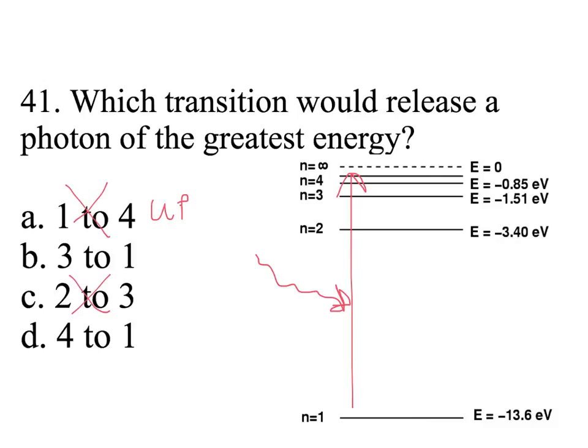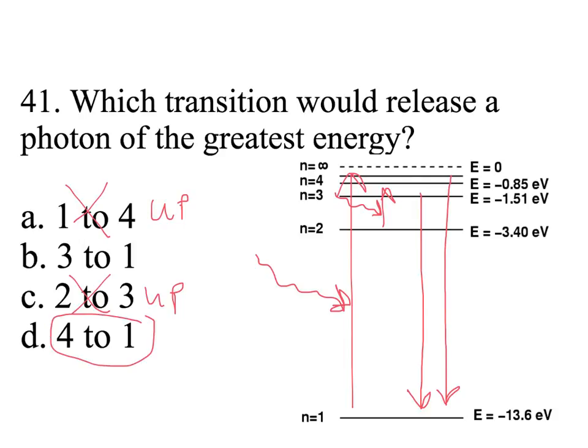Likewise for this one, going from 2 to 3, that's going up. So they have to receive a photon in order to go up. So giving off a photon requires that they fall down. So letter B goes from 3 down to 1, and letter D goes from 4 down to 1. Which one has the greatest amount of energy change? That's 4 to 1. So of those two transitions, the one that's going to have the greater energy is this little guy right here because it falls further.